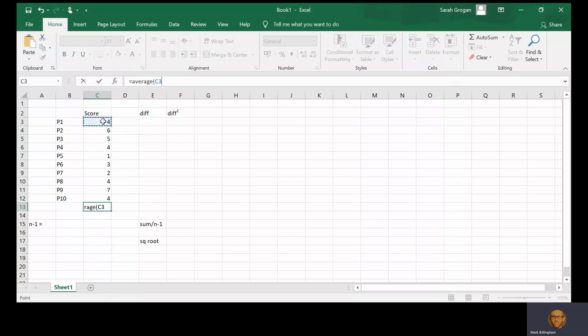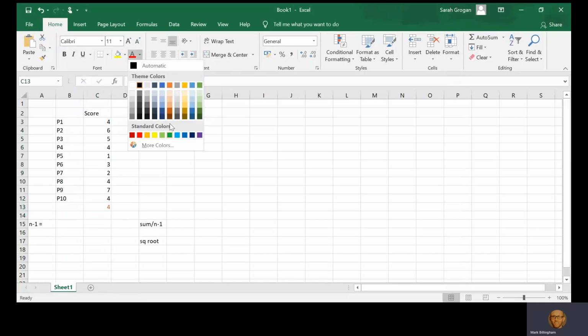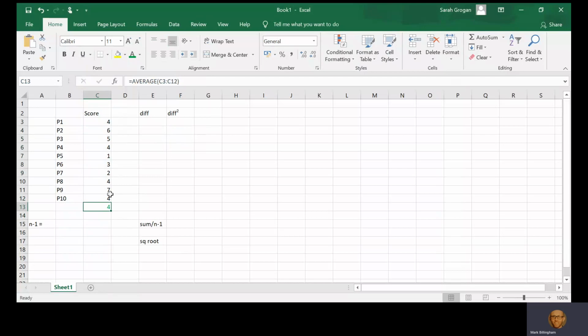So basically, this formula is adding up these scores and dividing them by 10. And the mean is actually 4. So I'll put that in a different color. So add those together, it equals 40, divided by 10 gives us a mean of 4. And so what we need to do is take that mean, which is 4 all the way down, and subtract the mean from each of the original scores.